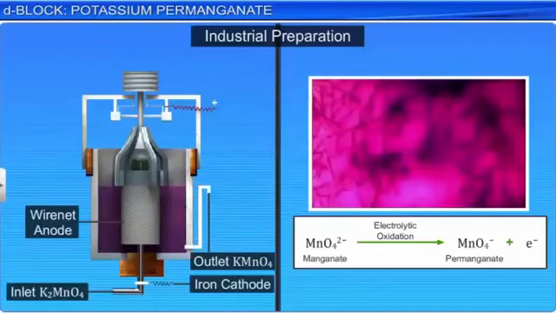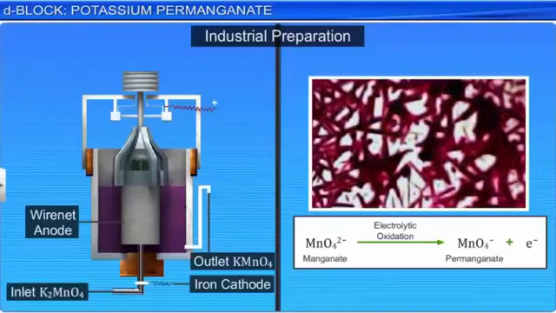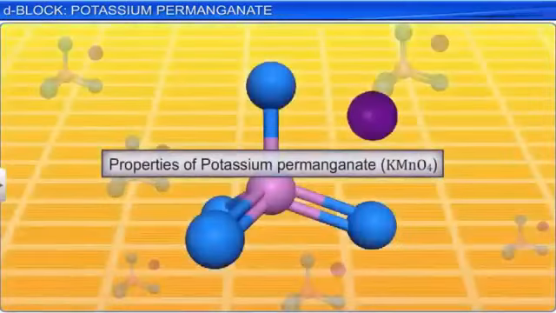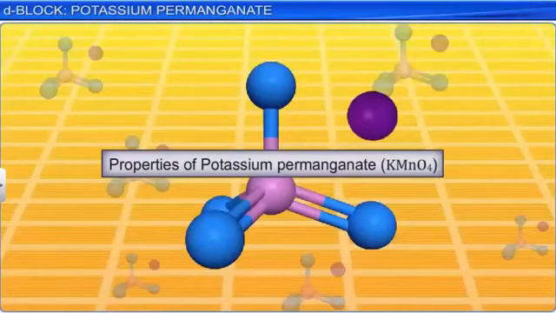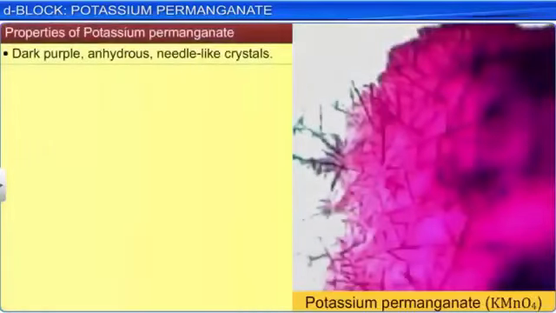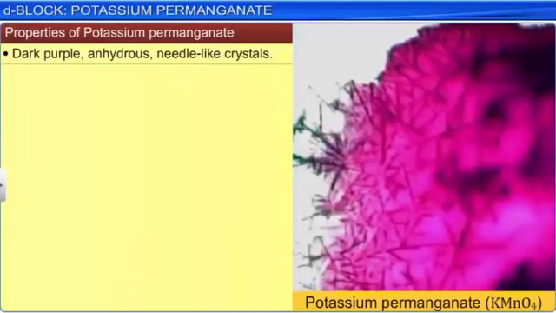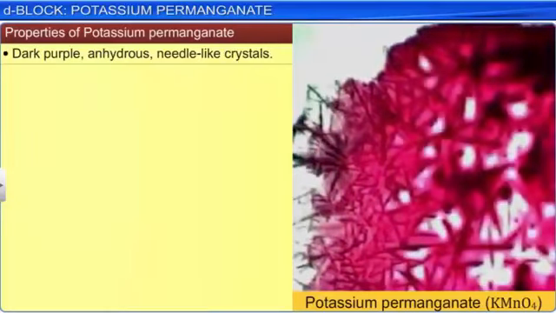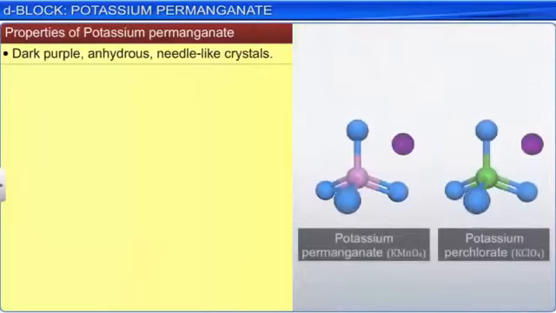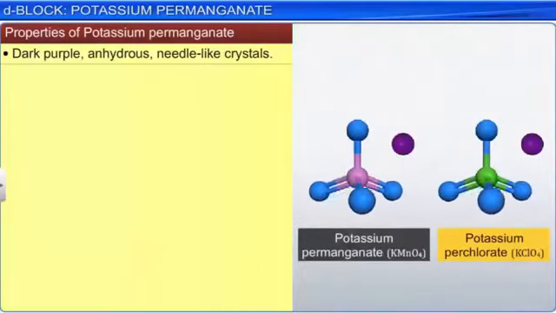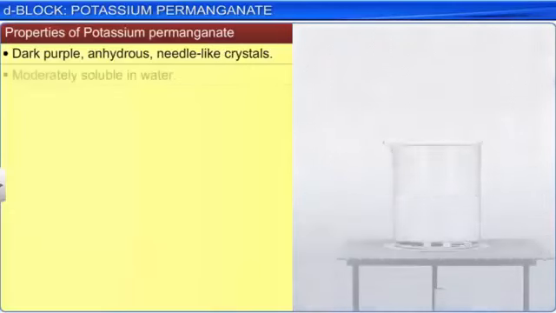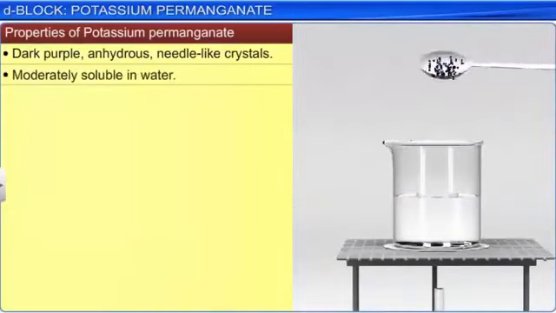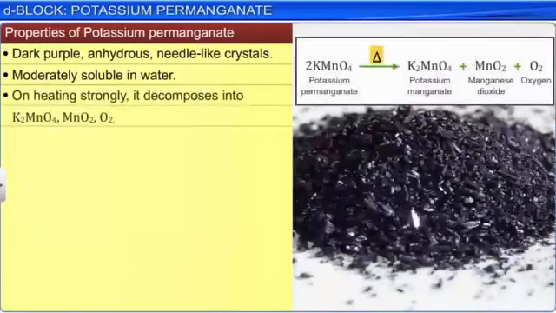Let us now look at the properties of potassium permanganate. Potassium permanganate forms dark purple, anhydrous, needle-like crystals that are isostructural with potassium perchlorate. It is moderately soluble in water. On heating strongly, it decomposes into potassium manganate, manganese dioxide, and oxygen according to the equation shown here.